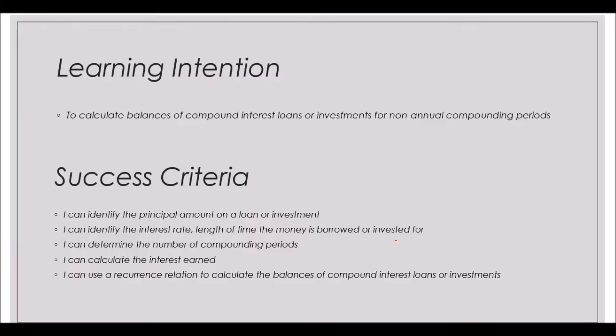So our intention today is to be able to calculate balances for your compound interest that are non-annual compounding periods, meaning it's more than once a year. So it's not just once a year, but more than that. And our success criteria is going to be able to identify the principal amount. So remember how much you're beginning with. Identify the interest rate and the time that the money is borrowed or invested for, so the percentage rate. Determine the number of compounding periods, so it's going to be non-annual, meaning more than once a year. And calculate the interest that you earn, and use a recurrence relation to calculate your compound interest.